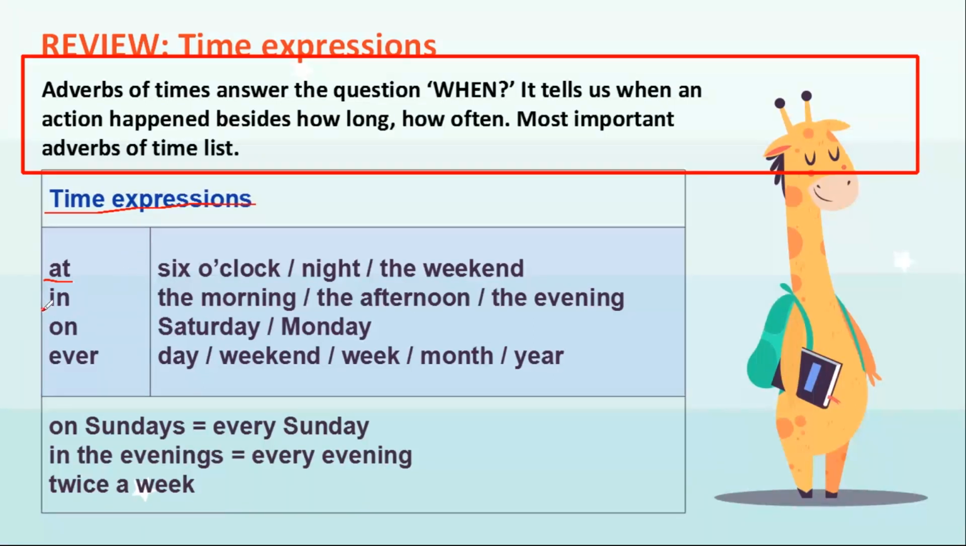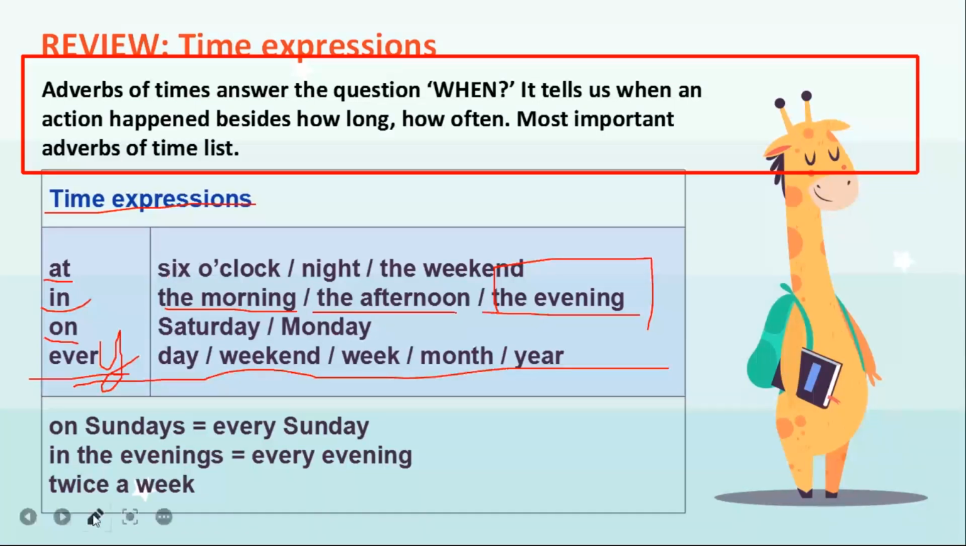Okay, so next we have in. When you say in, you can say in the morning, in the afternoon, in the evening. When do you learn English? I learn English in the evening. Okay, next we have on. When you use on, you can use it with days: on Monday, on Tuesday, on Wednesday, on Thursday, on Friday, on Saturday, on Sunday. Okay, then when you say every, this is not ever, this is every. Every day, every weekend, every week, every month, or every year.